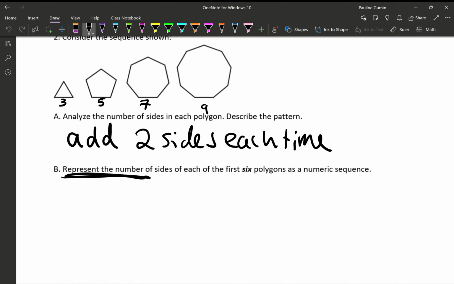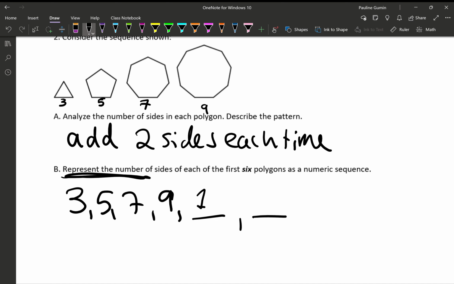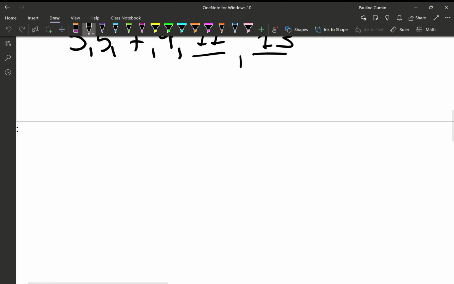Represent the number, because we are so not trying to draw an 11-sided figure. I can't even draw the 9-sided one. I don't even know if I can do the 7 one that well. But let's represent the first 6 figures in our sequence. So the first 4 we already have, 3, 5, 7, 9. So we need 2 more. Okay, so we're going to add 2 sides, so that's 11 sides, and then 13 sides. Fantastic.